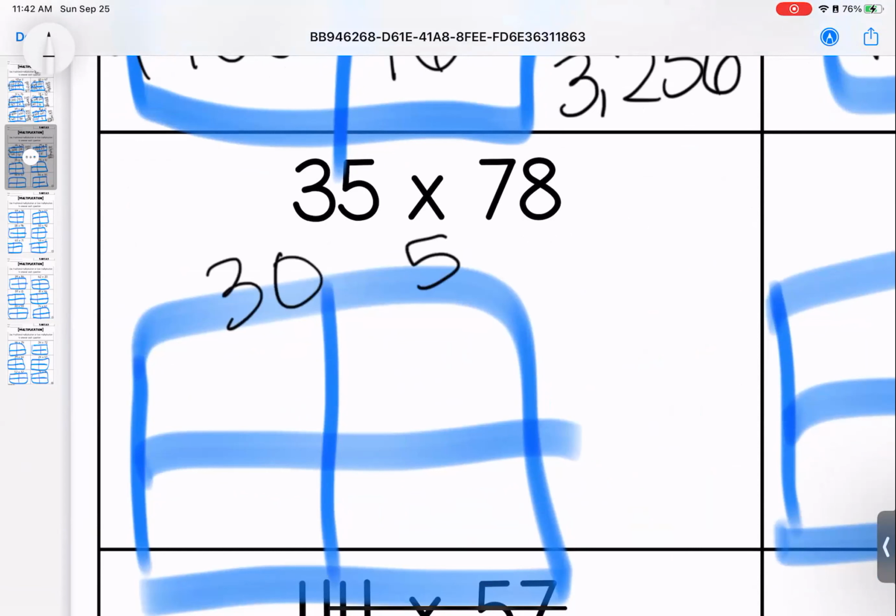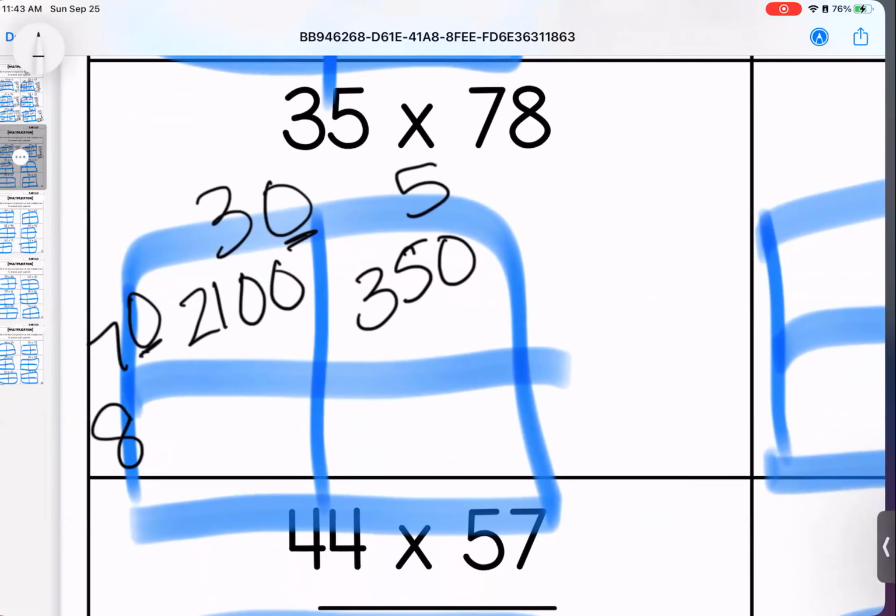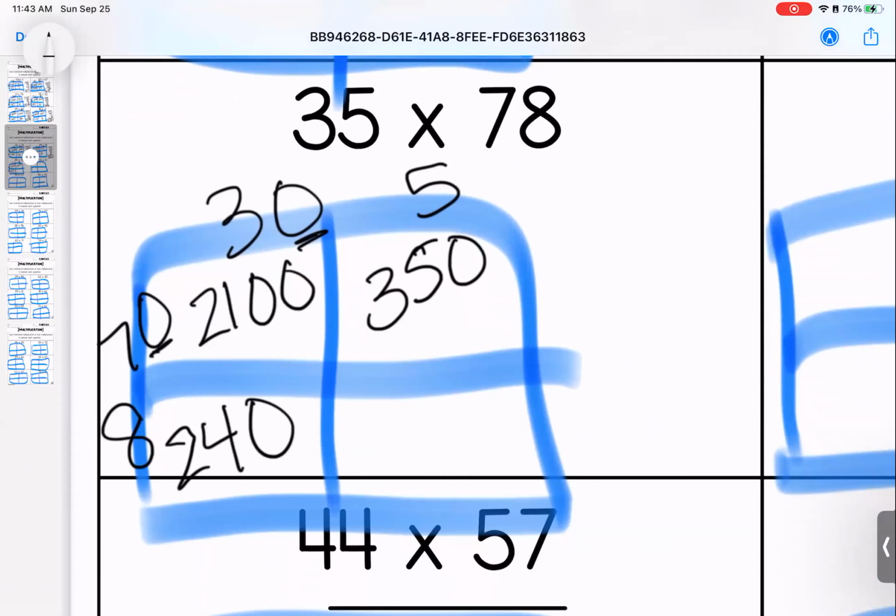Question number 3. Break it down. 30 and 5, 70 and 8. 7 times 3 is 21, 2 zeros. 7 times 5 is 35, 1 zero. 3 times 8 is 24 and a 0.